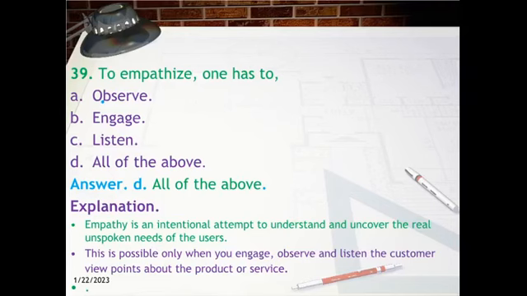39. To empathize, one has to observe, engage, listen, all of the above. Answer: D. All of the above. Explanation: Empathy is an intentional attempt to understand and uncover the real unspoken needs of the users. This is possible only when you engage, observe and listen to the customer viewpoints about the product or service.